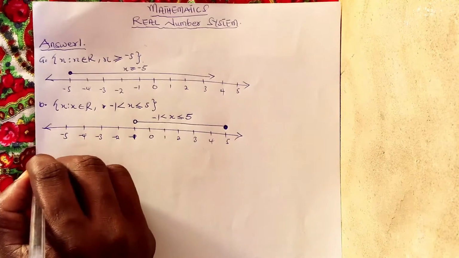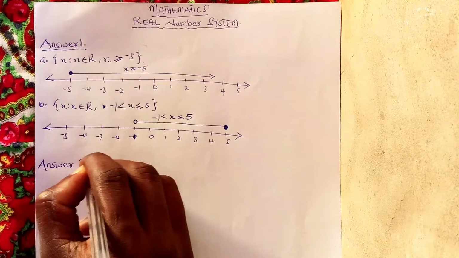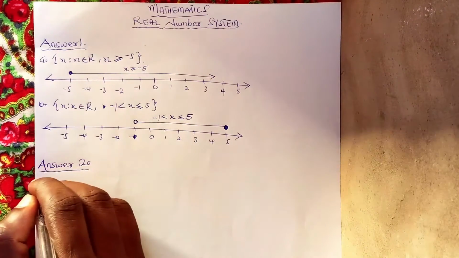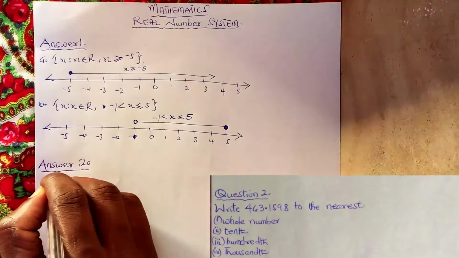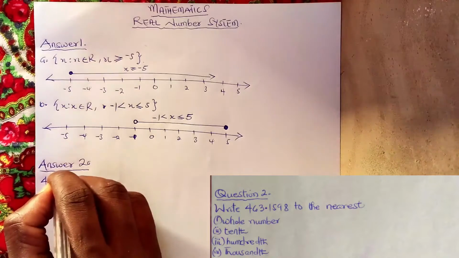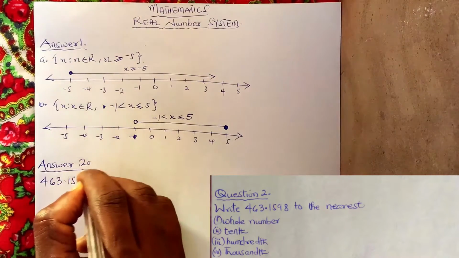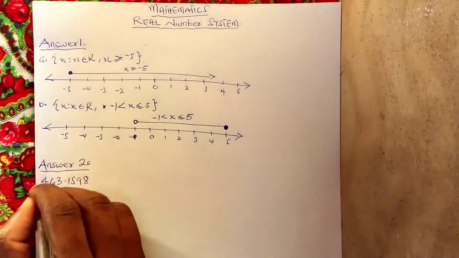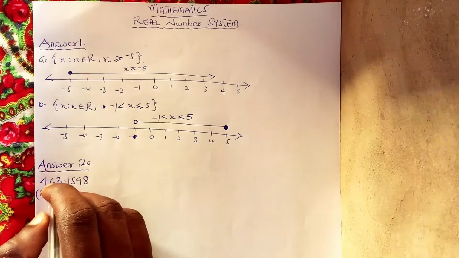Answer, sorry. Question 2. We are asked to change this number into various forms. The first part, that's I, states that we should write it in the form of a whole number.